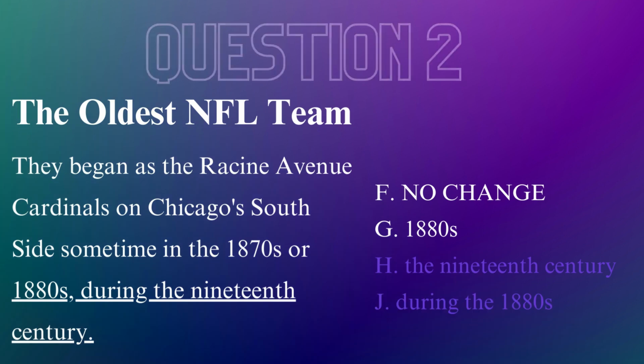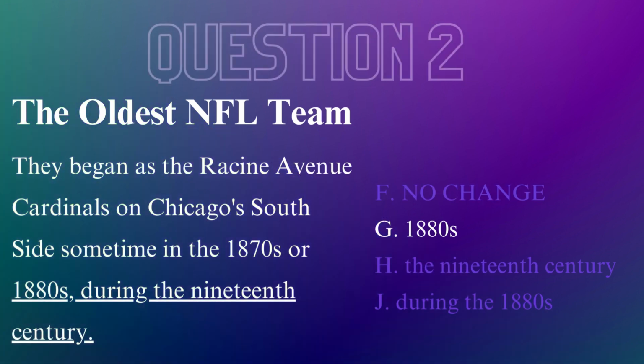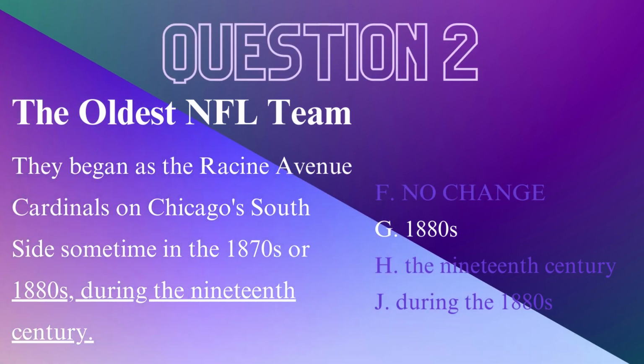So there you go. That leads us to the correct answer. G, that retains the meaning and says it in the shortest, simplest way possible. And it also keeps that sentence parallel in the 1870s or 1880s.